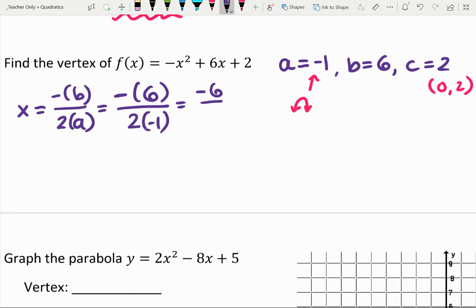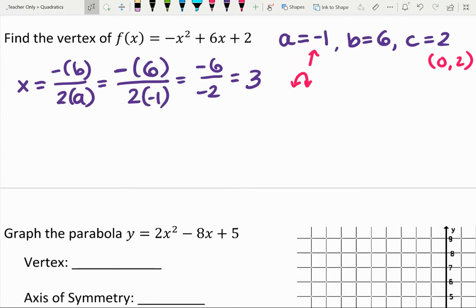-6 and -2. -6 divided by -2 simplifies to +3. So we have our x-coordinate. And then we need our y-coordinate here. So I'm going to take my original quadratic equation, except instead of x's, I'm going to replace those x's with 3's. And notice as I'm writing this out, I'm also using parentheses. Anytime we substitute a value back in, we should use parentheses.